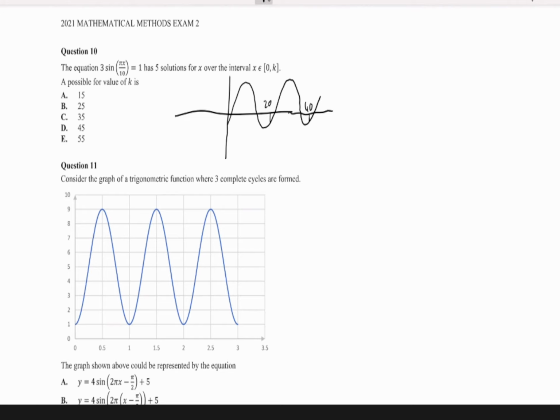So if you want to find 5 x-intercepts, you would have to go a little bit over 40, because if you go over 60, you would have a bit more x-intercepts. So you can automatically rule out these 3 options, and you would have to select option D, because in that interval you would get your 5th x-intercept, and you wouldn't have to go further.